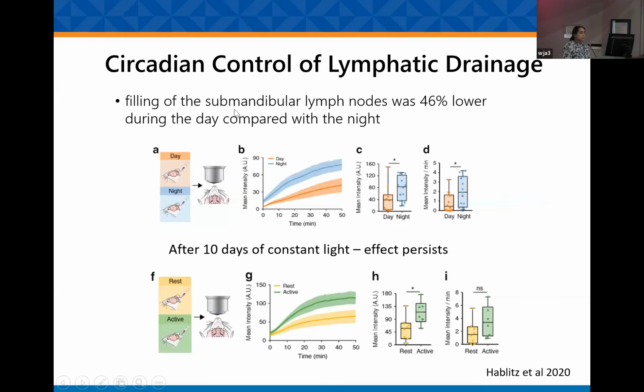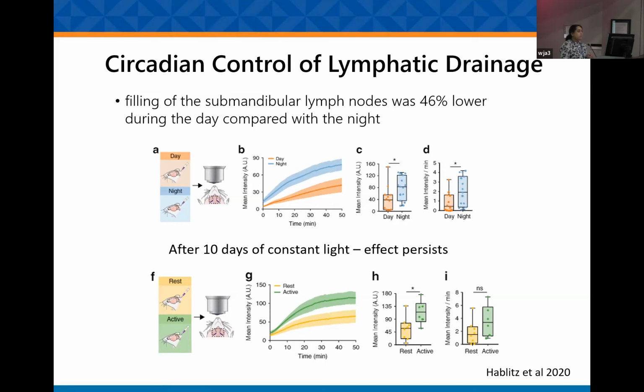So, circadian control of lymphatic drainage. They also looked to see whether there was an effect on lymphatic drainage. What you need to know is that while CSF influx is increased during the day, lymphatic drainage is actually increased during wakefulness. That was nighttime for the mice.